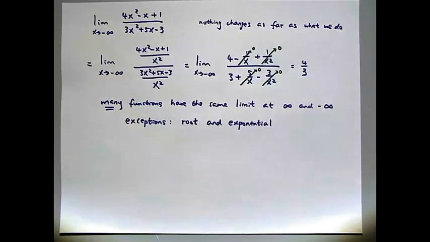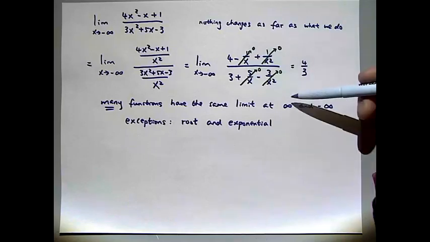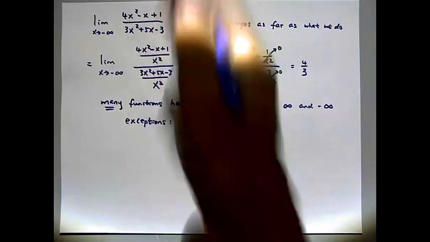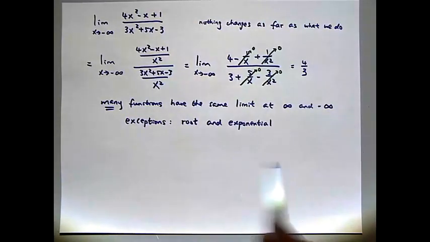Two very prominent exceptions are things containing roots, square root, cube root, that kind of thing, and exponentials, e to the x, 2 to the x, that kind of thing. Again, we'll see examples in a little bit. But for now, it's useful to remember that almost all the functions you will encounter, most of the time, will have the same limit to infinity and negative infinity. But when you see a root or an exponential somewhere in the expression, you've got to be really careful.